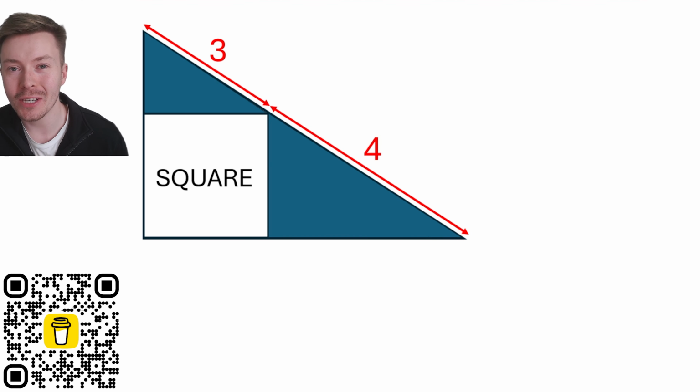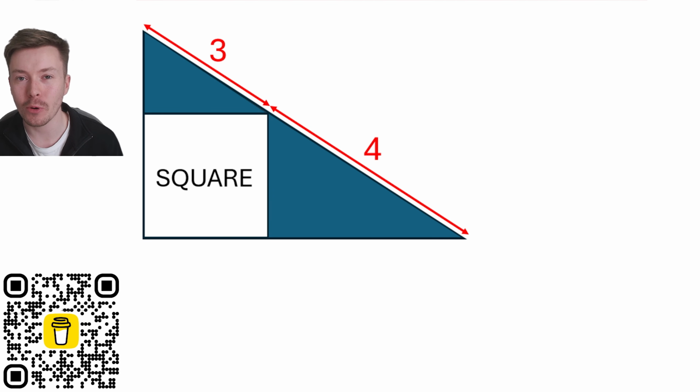This week's video, we are looking at this problem here, which is finding the area of these two blue triangles combined. They're inside a larger triangle and it's got a square included, and we've got these two line segments, lengths on that hypotenuse that are 3 and 4 respectively.